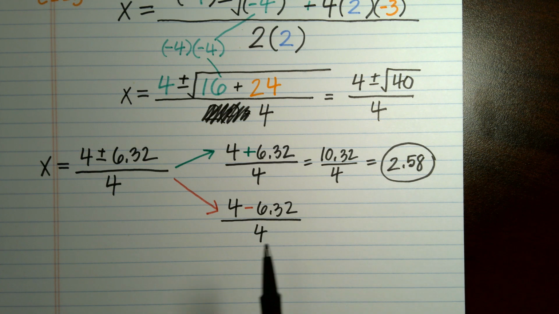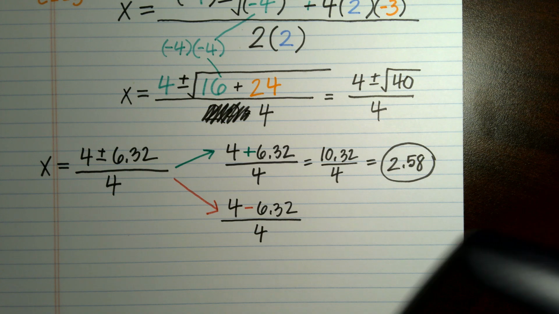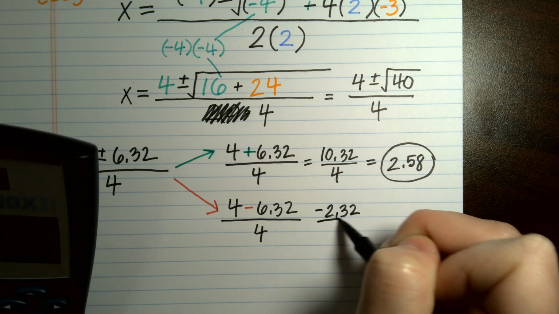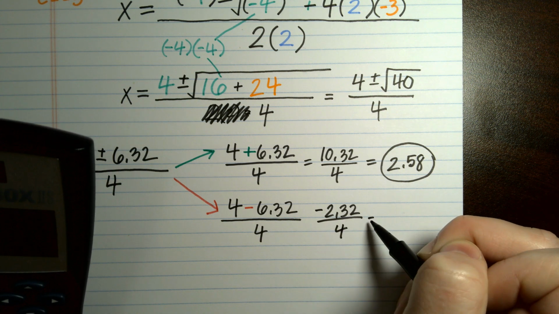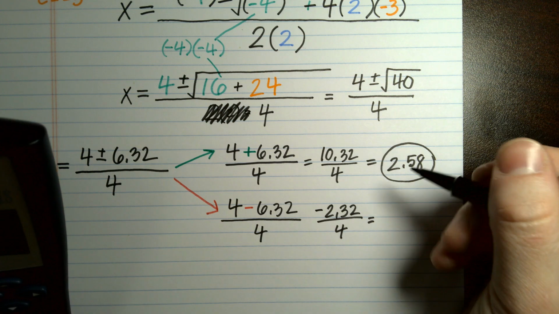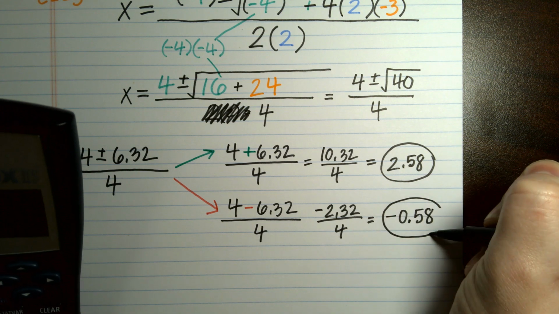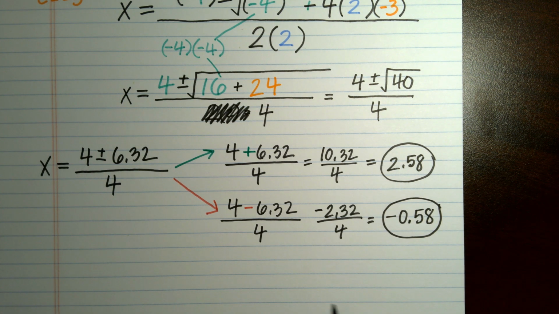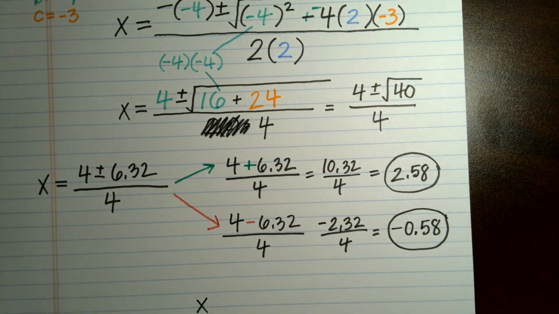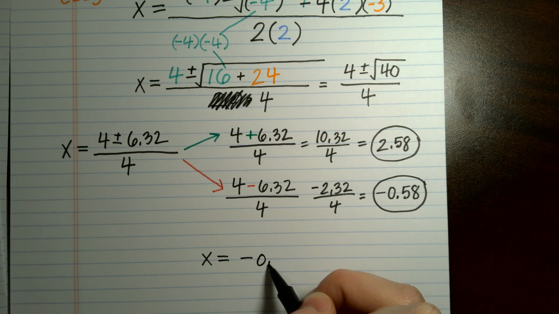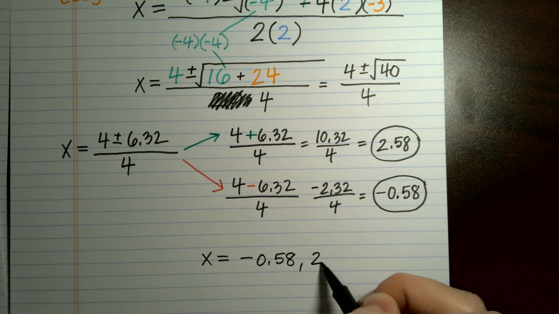Okay, so now let's do the bottom one. 4 minus 6.32 divided by 4. That's negative 2.32. Okay, yep, we got negative 2.32 divided by 4, which is negative 0.58. Yep, negative 0.58. Yes, those are our answers. So we would get x equals negative 0.58 and 2.58.